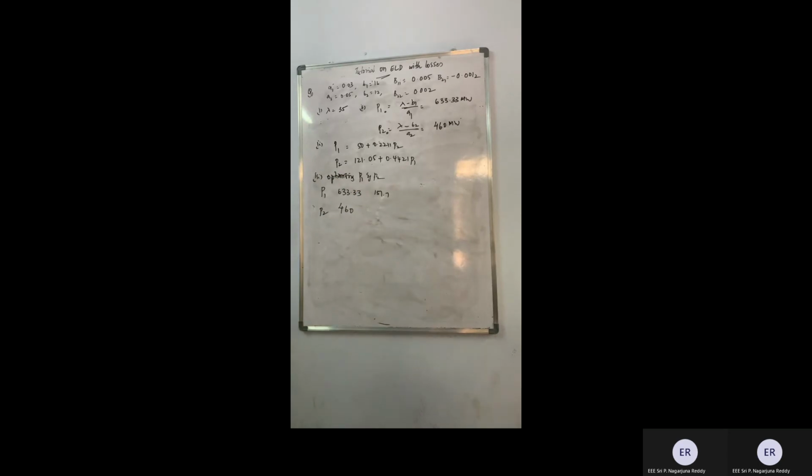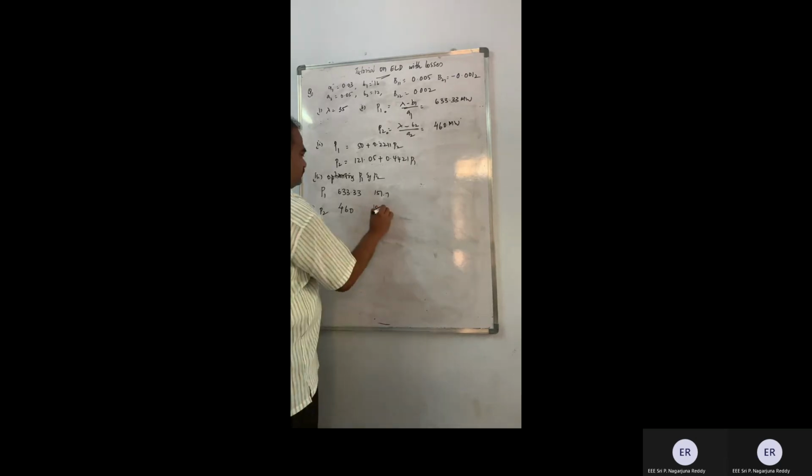So now for the P2 value, I will employ this latest value of P1 here. So this value is going to be 151.7 into 0.4421 plus 121.0. So its value is 188.1. See, there is a huge difference. Again, I am applying this value for getting P1.